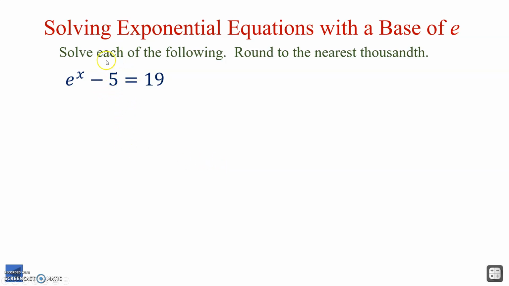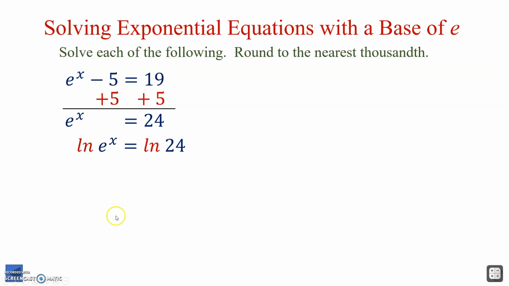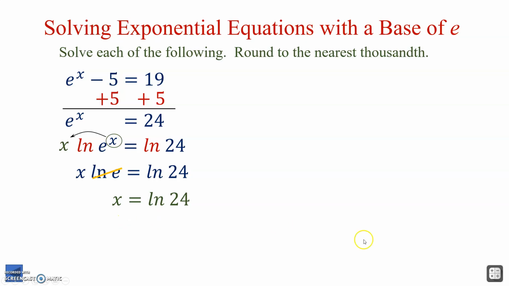Next, e to the x minus 5 equals 19. So here we'll first take care of the 5, then we'll deal with the e. We'll add 5 on both sides. 19 plus 5 gives us 24. Now it's time to take care of that e. We'll ln on both sides. The exponent comes out in front. x ln e equals ln 24. ln e cancels, left with just ln 24.